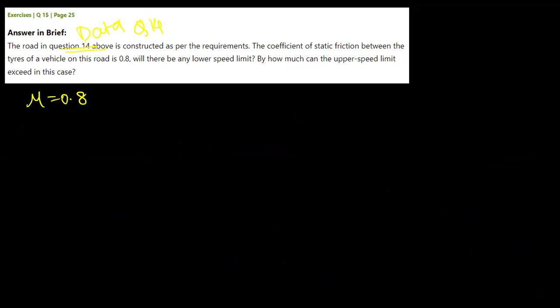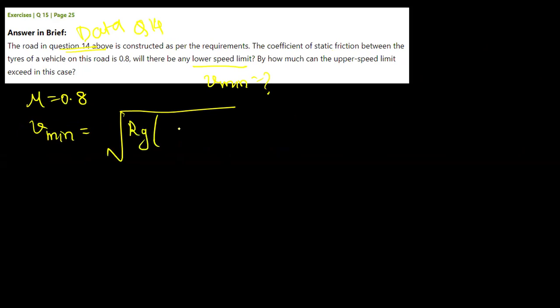Will there be any lower speed limit? You have been asked to find will there be any lower speed limit. Please remember students, lower speed limit मतलब minimum velocity कुछ पता करना है. अच्छा कितना होगा, by how much can the upper speed limit exceed in this case? So first find the minimum velocity. V minimum का value, that is root rg into tan theta minus mu upon 1 plus mu tan theta. This is our formula to find the minimum velocity. So everything is given to you.